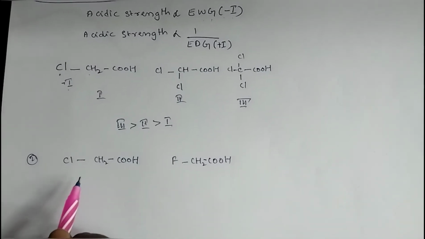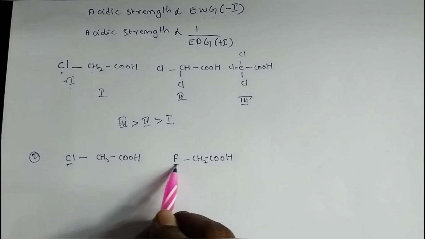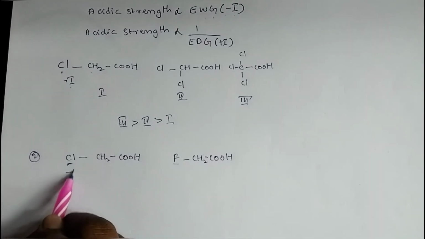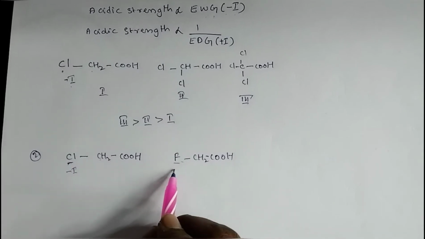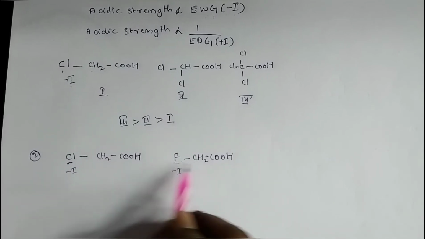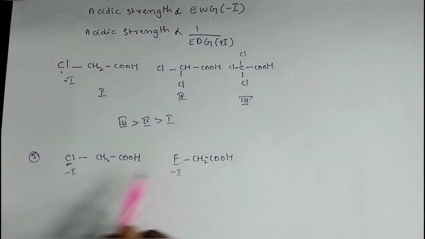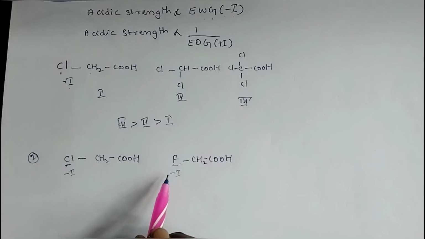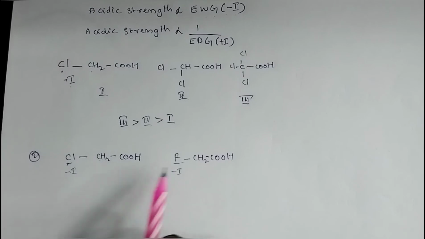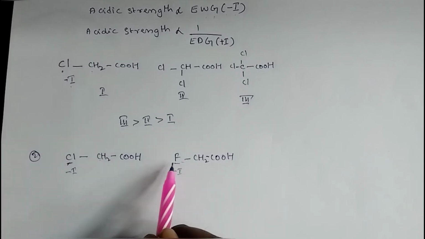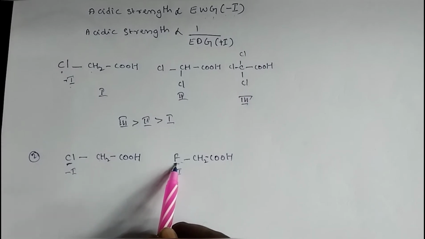Here in the second example, chlorine is given and here fluorine is given. Fluorine also shows a minus I effect due to more electronegativity compared with carbon. When we compare, which one is more acidic in nature? When such things are there, you have to look at the electronegativity of the chlorine atom and the fluorine atom. Obviously, fluorine has more electronegativity.